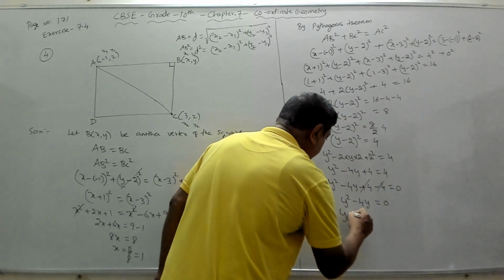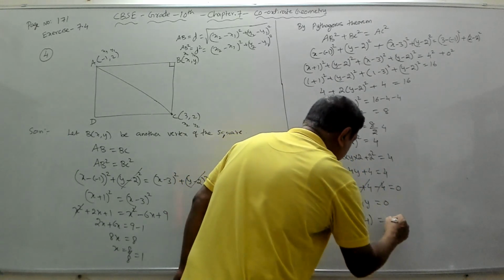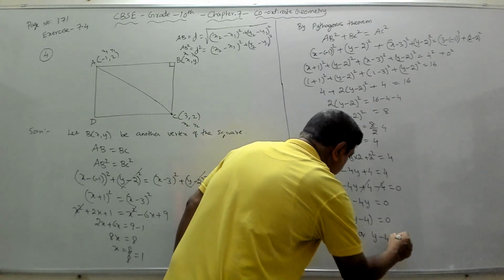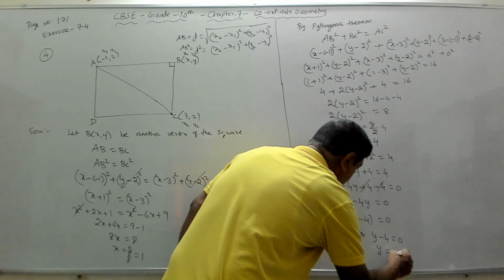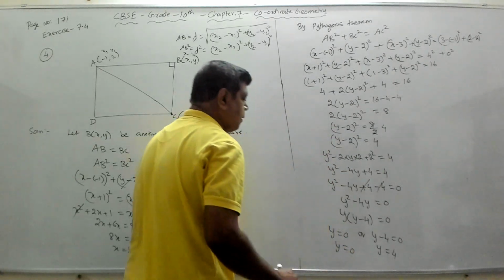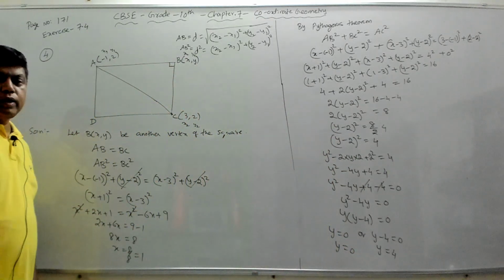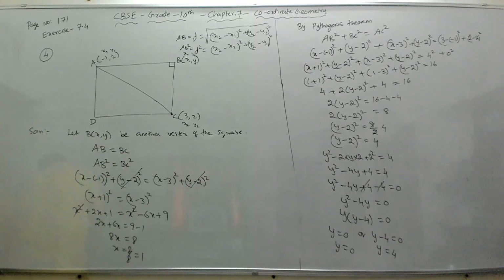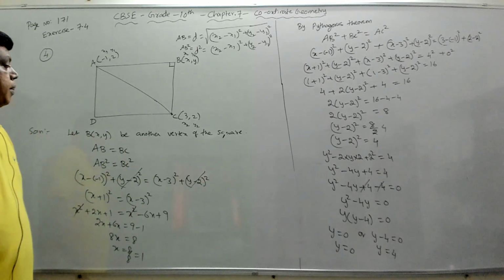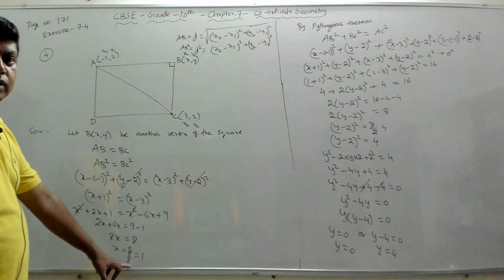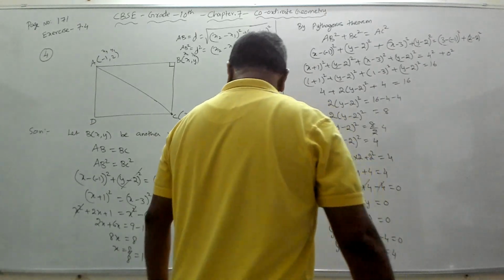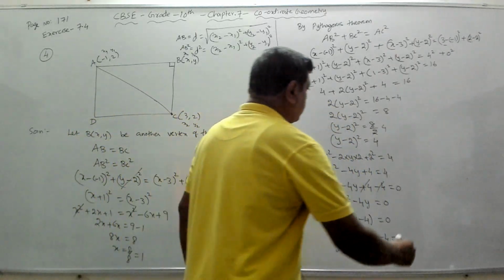So y is common, y into (y minus 4) equal to 0, which means either y is equal to 0 or y minus 4 equal to 0, which means y is equal to 4. Now what we have got? We have got either y is 0 or y is 4. Now we have got x as 1. So the points will be, I'll write the conclusion here.